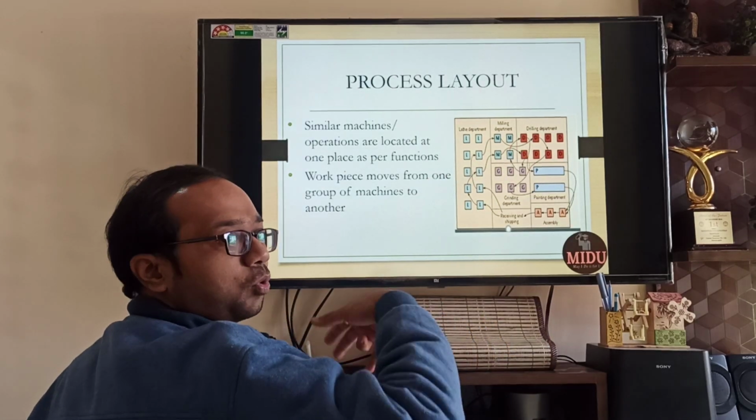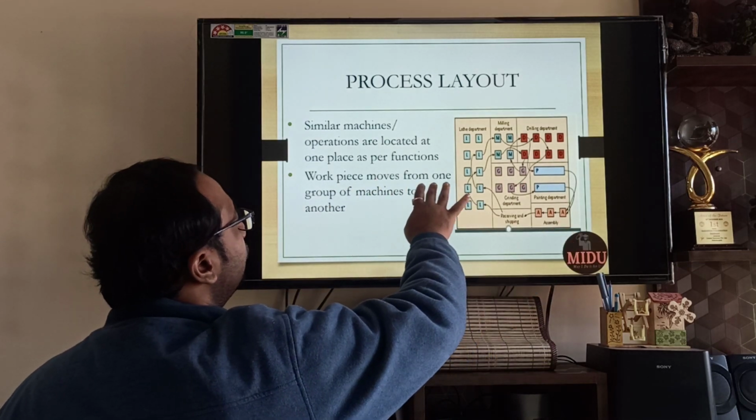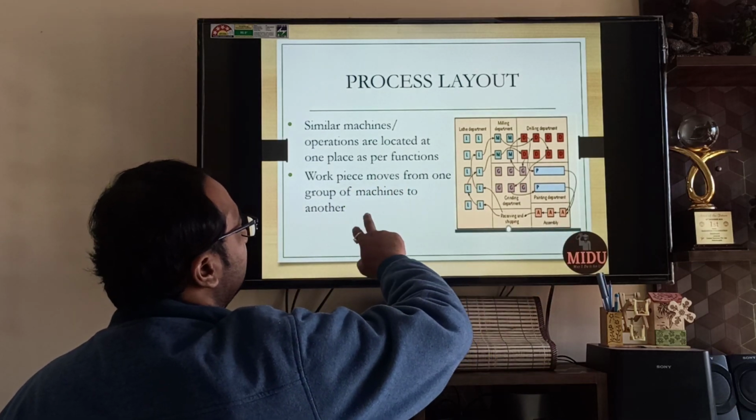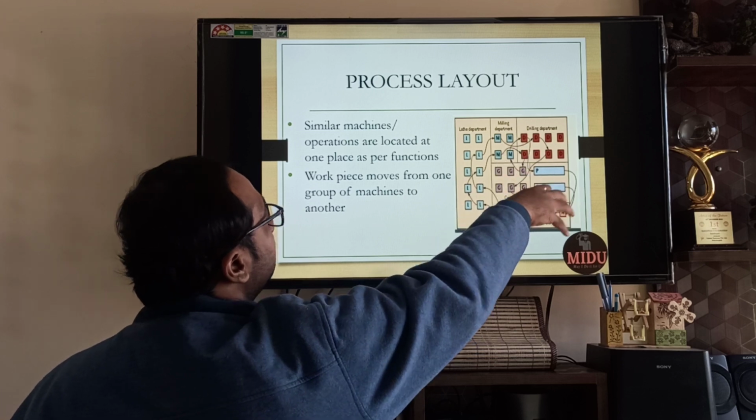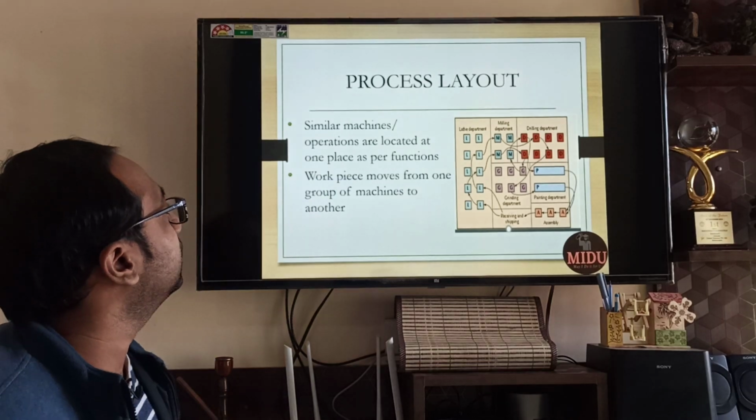That is why it is known as process layout. Basis the process, we are sequencing. The work piece moves from one group or machine to another. So from one group to another, the work piece is moving. That is why it is known as, my dear friends, the process layout.